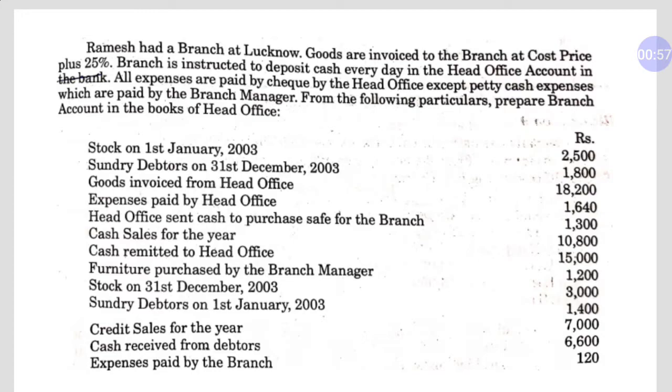Ramesh had a branch at Lucknow. So Ramesh is the head office and it has a branch at Lucknow. Goods are invoiced to the branch at cost price plus 25%. Okay, so this question is based on goods supplied at invoice price.